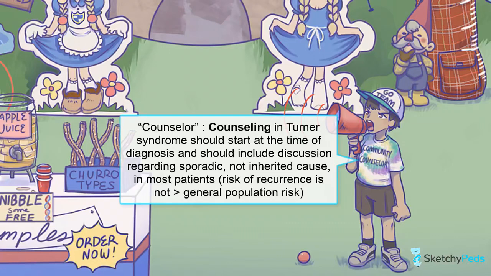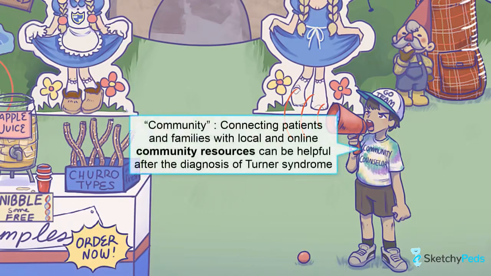During the course of these discussions, many families ask about their risk of having another child with Turner syndrome. The vast majority of Turner syndrome occurs sporadically, and it is not typically inherited. So the risk of having another child with Turner syndrome is not more than the general population risk. The diagnosis of Turner syndrome can often be overwhelming for families. Allow time for them to process and ask follow-up questions later.